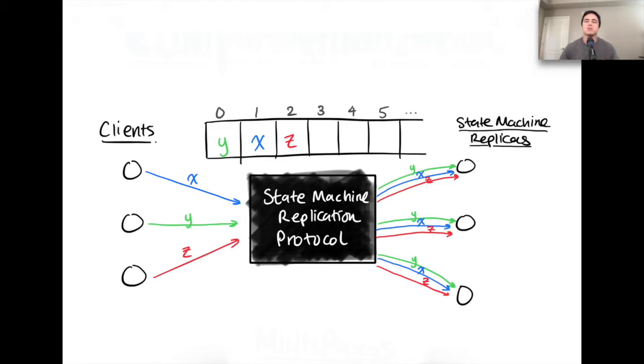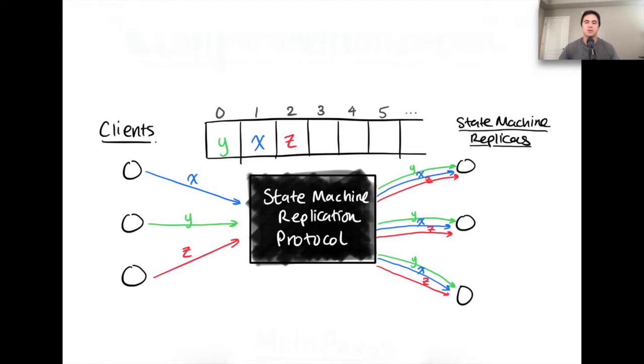If we view a state machine replication protocol as a black box, it accomplishes this as follows. First, clients issue state machine commands to the replication protocol. In this slide, we have three clients issuing commands X, Y, and Z. If our state machine was a key value store, for example, then these commands would be sets and gets.